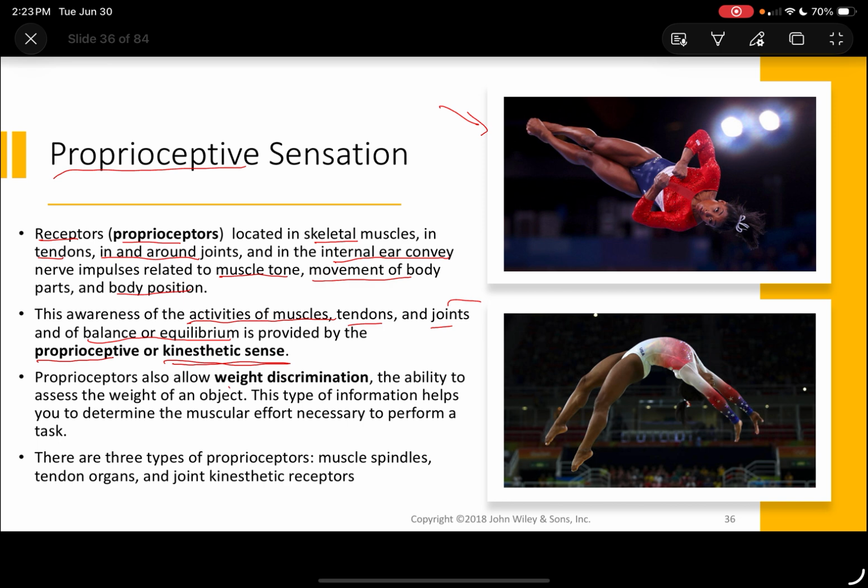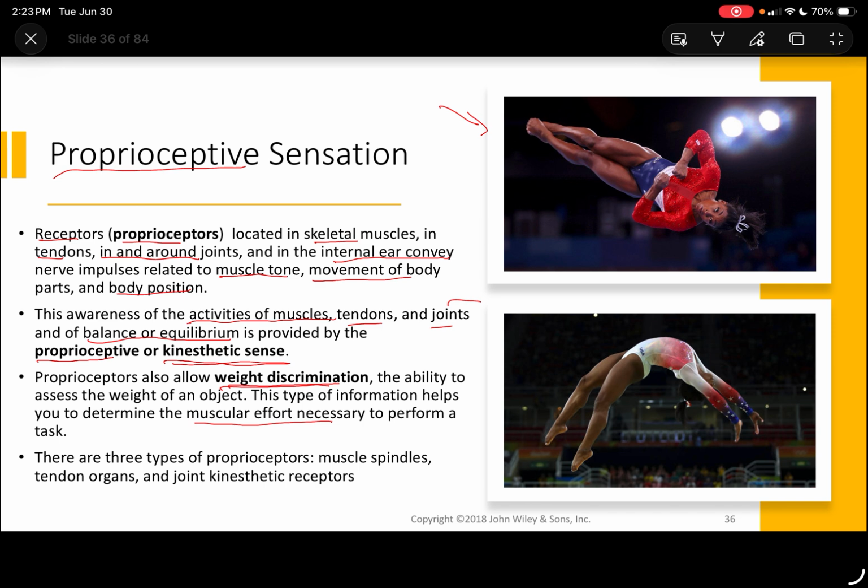Proprioception is also going to allow for weight discrimination. This is your ability to assess and guesstimate how much an object weighs so that you can put forth the appropriate amount of effort when you go to pick it up. That being said, if you go to pick up your coffee cup and you don't have this weight discrimination and you use the same amount of effort that it requires to pick up a small child, this is going to be a bit of overkill, and you probably throw your coffee cup halfway across the room. So again, this is allowing you to determine how much muscle effort is necessary to perform whatever task is at hand.